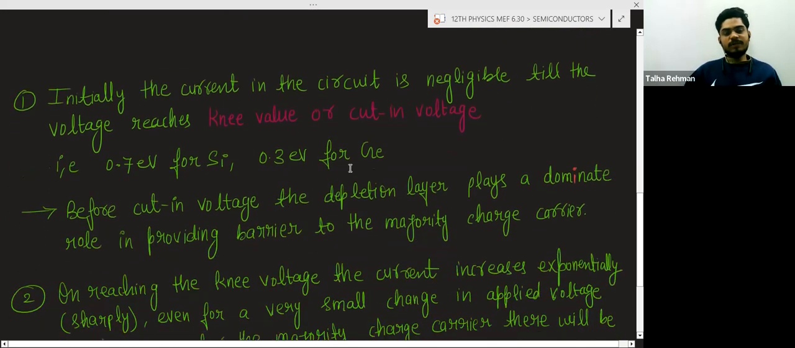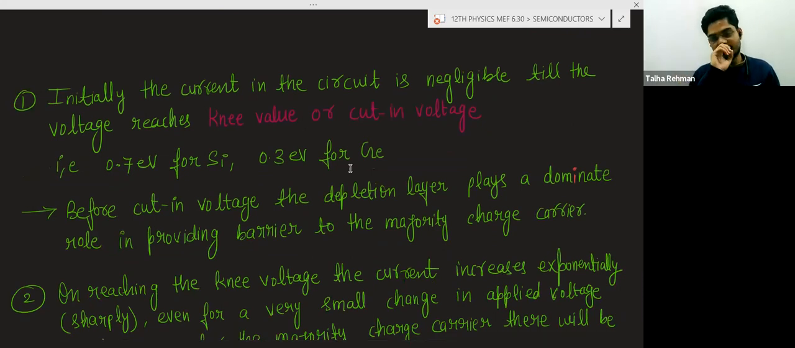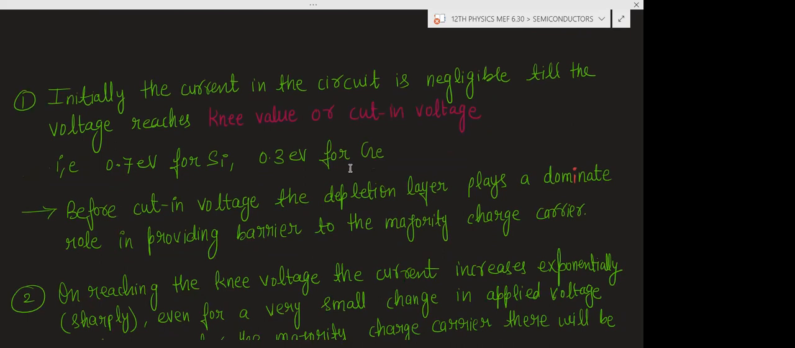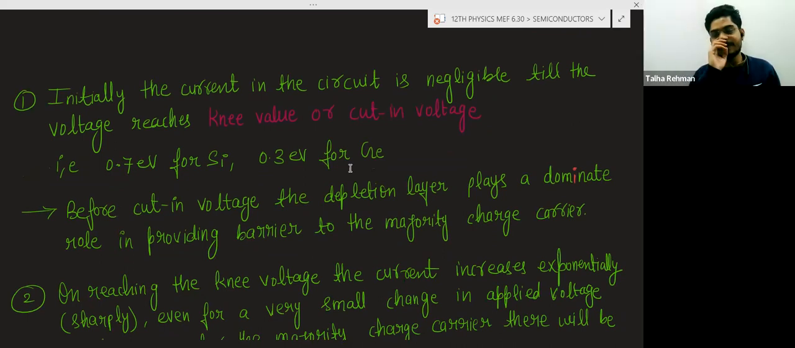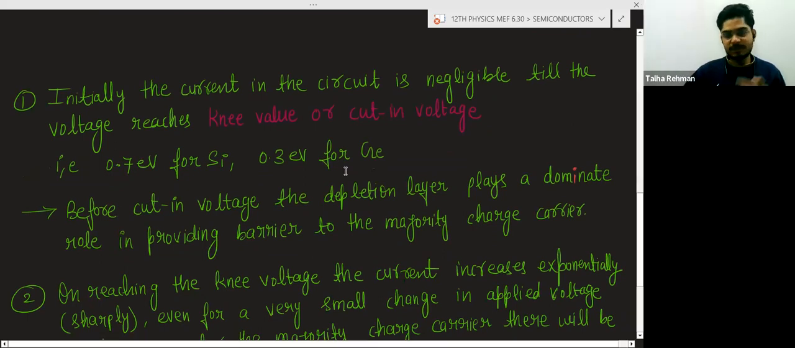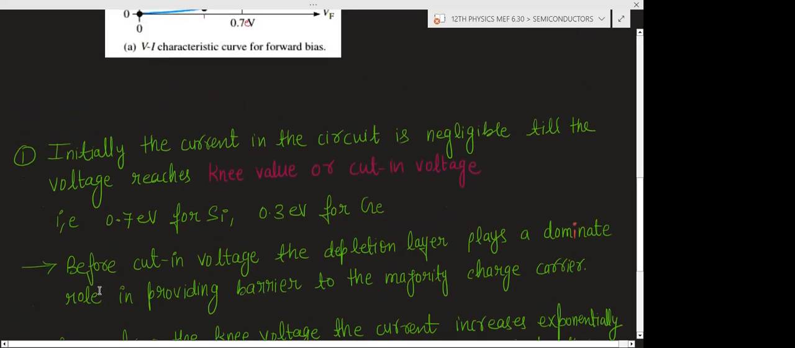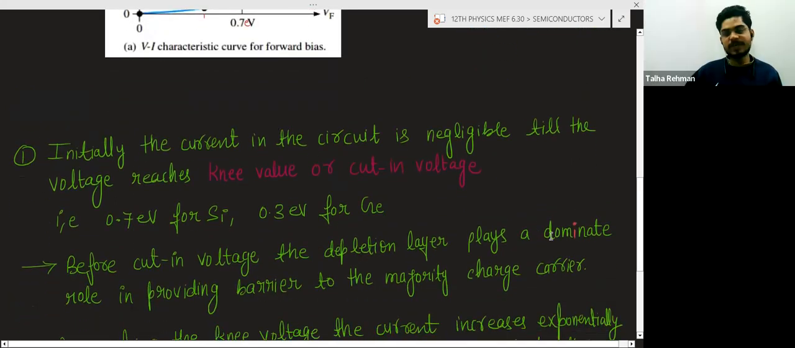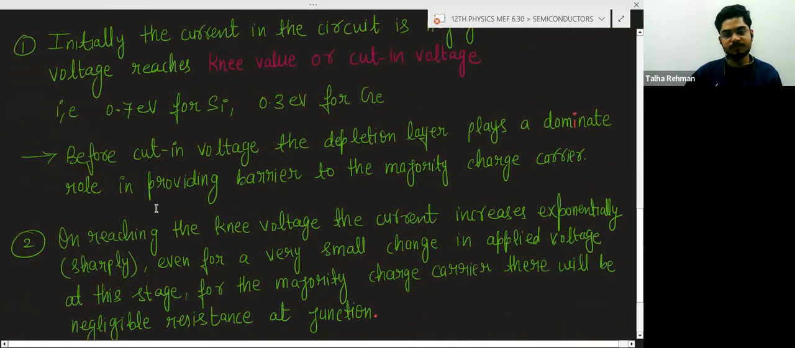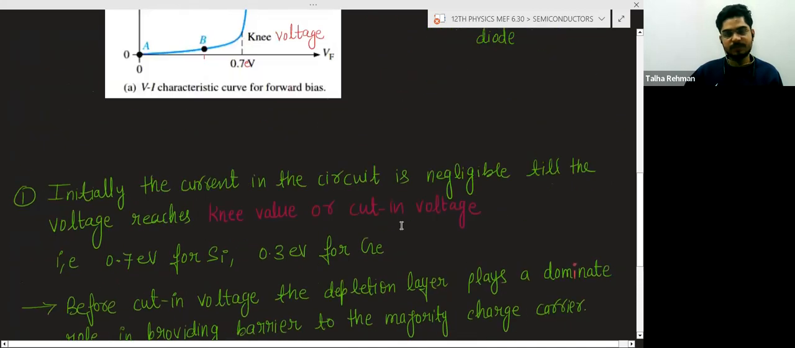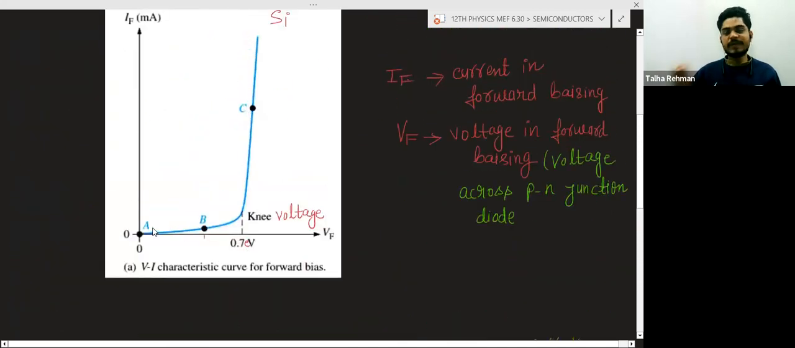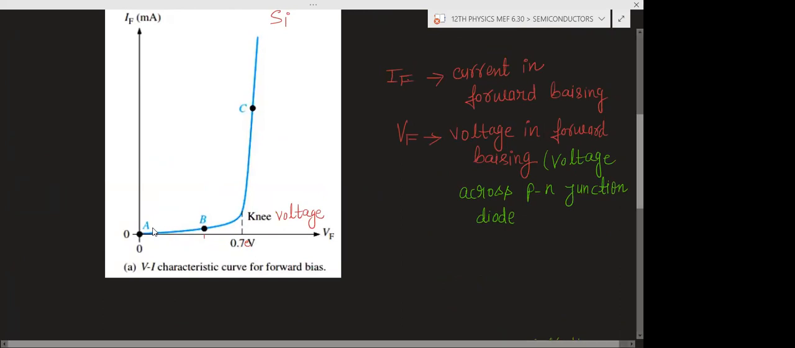And the reason is that for germanium the knee voltage is less because the size of the germanium atom is larger as compared to silicon. So the atomic arrangement in that is different. That is why the knee voltage is different. Before the cut-in voltage, the depletion layer plays a dominant role in providing the barrier to the majority charge carrier. So before this voltage, what will happen? Try to connect all the things.